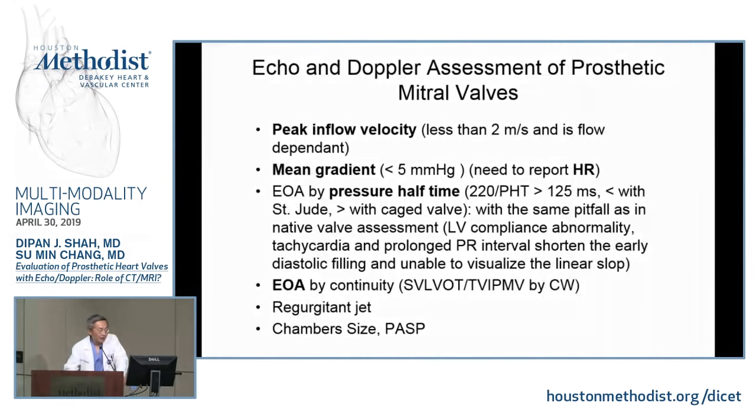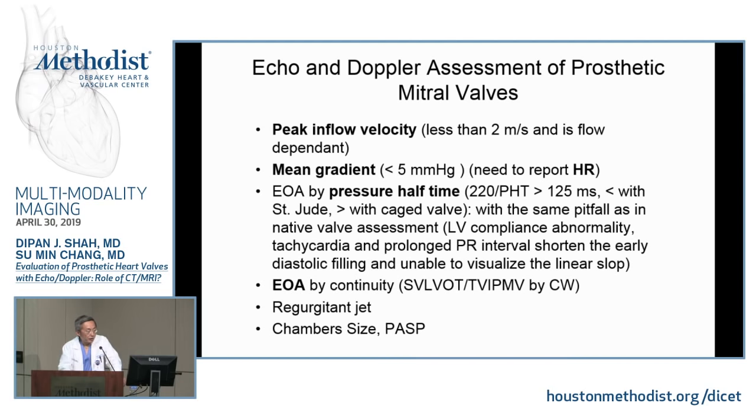Okay, how about the mitral valve? The essential thing about assessment of a prosthetic mitral valve is, number one, obviously the velocity, and when it's more than 2 meters per second, it is considered abnormal, but remember, it's very flow dependent. And the mean gradient should most of the time be less than 5, but again, we know the gradient is related to the heart rate.